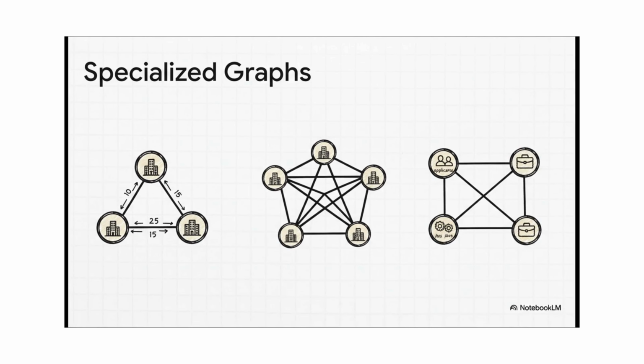And believe me, the family gets even bigger. You can have weighted graphs where each line, each edge, has a number on it, like the distance between cities, which is perfect for your GPS. Or you can have a complete graph, which is just a total free-for-all, where every single dot is connected to every other dot. And then there are things like bipartite graphs, which are awesome for solving matching problems, like pairing job applicants with open positions.